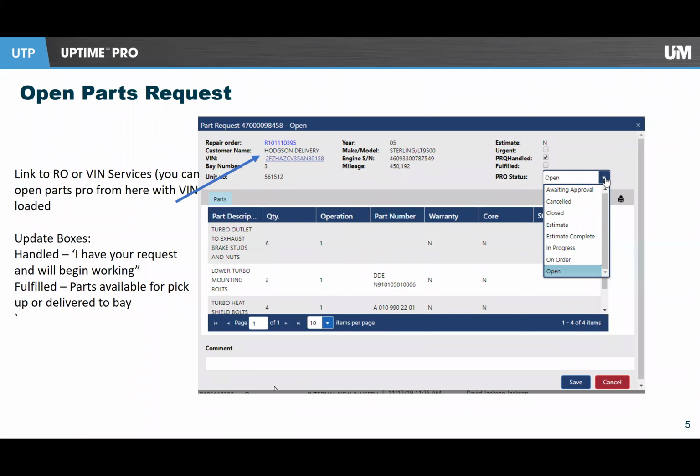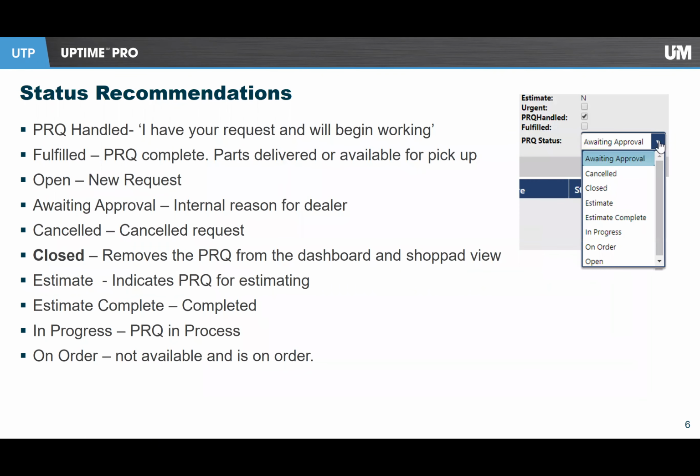Once the request is done, you can click Fulfilled, or you can switch it to Close. Close would then remove it from the view in the My Branch Parts Request as well as in the dashboard view. So, a couple of recommendations that we made when we put the parts request feature together.